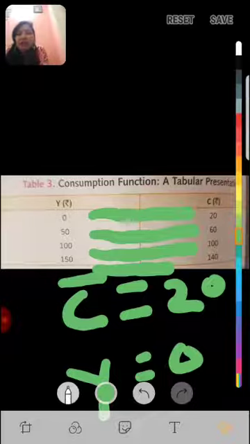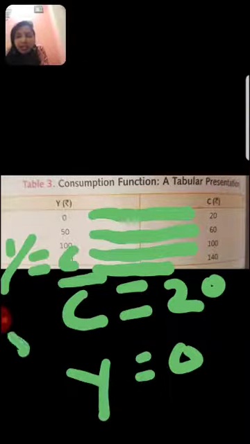Clear student? Where is the equilibrium point? When income equals consumption. When income equals consumption, that is the equilibrium, the break even point in the economy. If after that point income increases, then it will always be greater than consumption. It means people start saving. एक इक्विलिब्रियम पॉइंट के बाद, एक ब्रेक इवन पॉइंट के बाद लोग कुछ सेव करना शुरू कर देते हैं. That is saving. Clear? And when income equals consumption, Y equals C, here saving is zero.